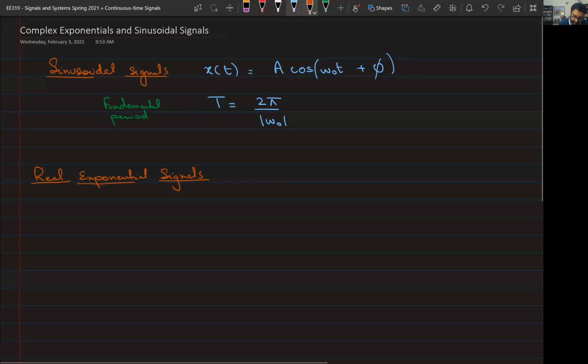And I'll rather do this quickly. So x of t is equal to c times, let me forget about the c as well, e raised to power alpha t, right? Where alpha is real. So if I ask you to sketch this signal, what would it look like? What would this look like?